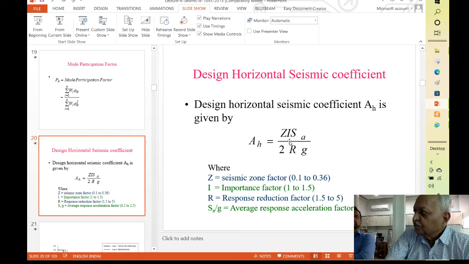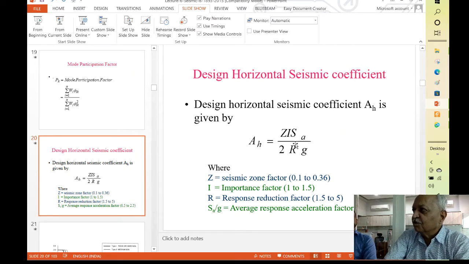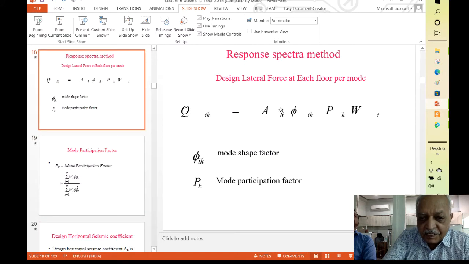Importance factor is also a multiplier in the numerator. So if the importance factor is 1.5, forces are increased by 50% and so on. For most buildings it is 1, but for important buildings it may be 50% larger. While R is the response reduction factor, which goes in the denominator. So if R is 5, you are dividing everything by 5. To that extent the force is reduced. So your Ah is directly affecting the calculation of seismic force. Accordingly, if Ah is reduced, the seismic force is reduced. It is a direct multiplier for that.